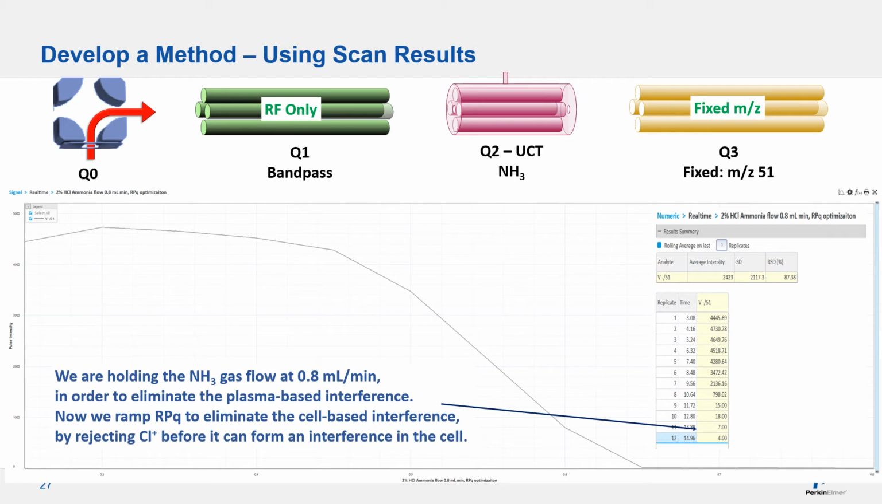So back to developing our method using the scan data. RPQ is unique to the Perkin universal cell and the NexION 5000. So when we're holding the ammonia gas at 0.8 mL per minute, that helps us get rid of our plasma-based interference. Now what we can do is ramp that RPQ value shown here to eliminate the chloride ions before they can form another interference in the cell. As you can see here, this is the ramping of the RPQ value. Very powerful.